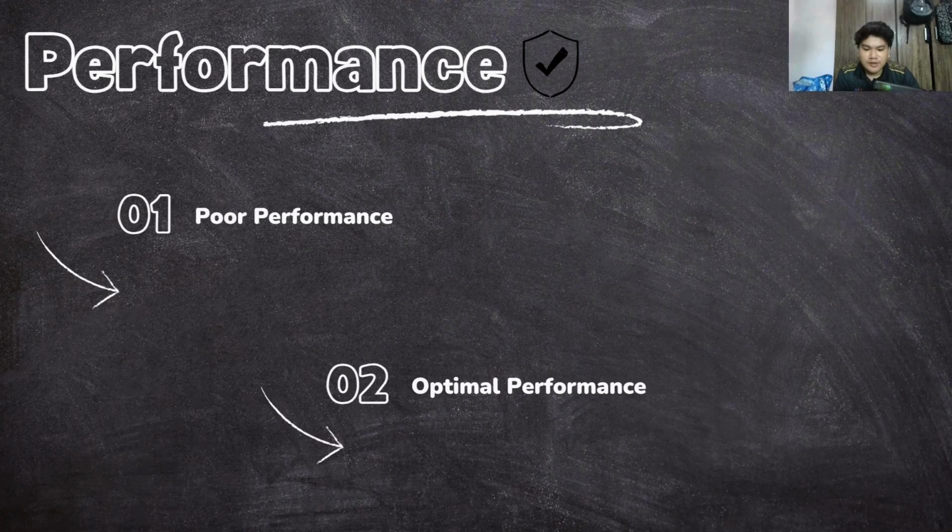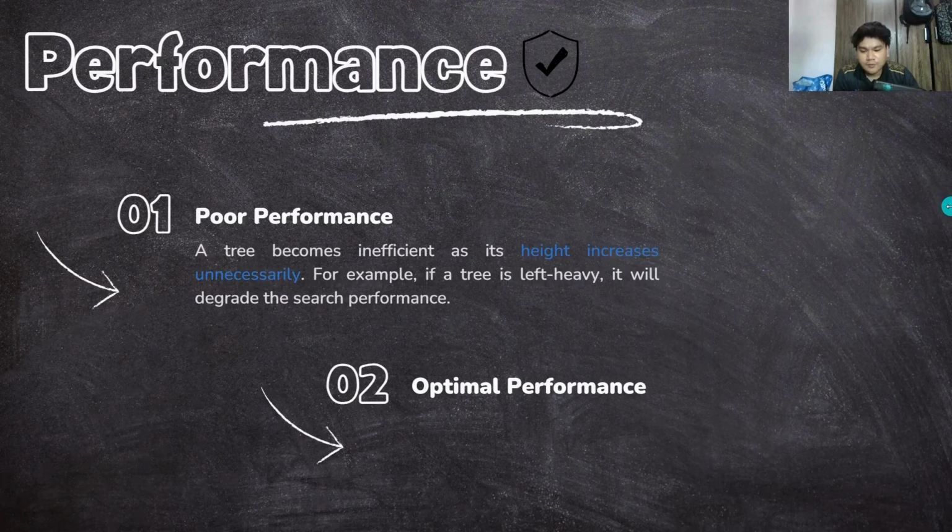I will explain about performance in tree algorithms. So let's look at what can lead to poor or optimal performance. Firstly, for poor performance, a tree can become inefficient as its height increases unnecessarily. So let's look at this diagram. In the search for E, the tree height is 3. To make it optimal and increase the search performance, we can make the height 2 by placing the E at the bottom right of B. Because this tree is left heavy, it will degrade the search performance.